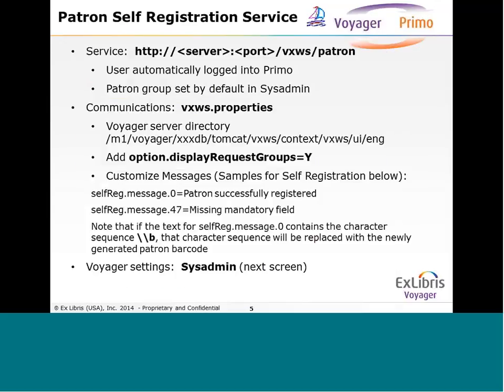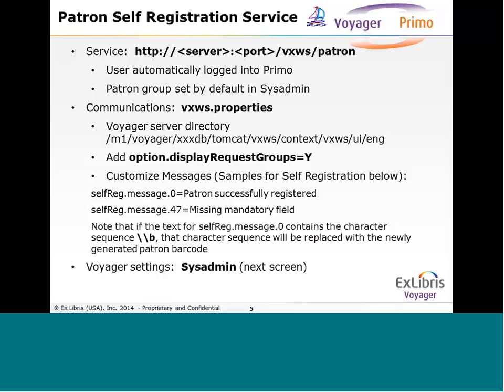To continue the self-registration information for patron, how is it going to work, there is a service web address available. It's going to fall under the VXWS directory on the server. When the user automatically logs into Primo, the patron group would be set by default if the patron doesn't exist. It's going to communicate through the VXWS.properties file on the server, and this file exists automatically. It exists in order for your Primo to be configured at any rate.